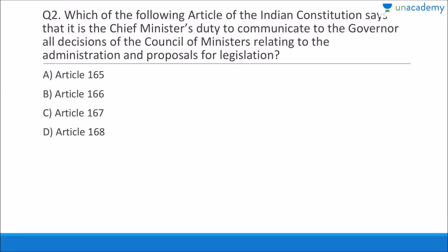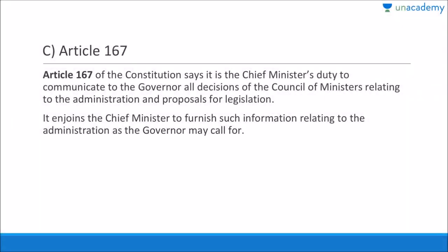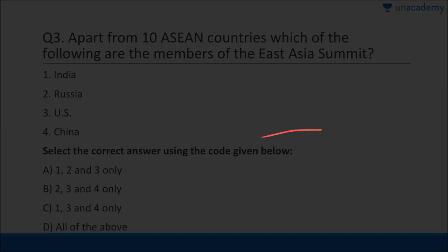Which of the following articles of the Indian Constitution says that it is the Chief Minister's duty to communicate to the Governor all the decisions of the Council of Ministers relating to the administration and proposals for legislation? Answer here is C, 167. So it says that it is the Chief Minister's duty to communicate to the Governor all decisions of the Council of Ministers relating to the administration and proposals for legislation, and it enjoins the Chief Minister to furnish such information relating to the administration as the Governor may call for.